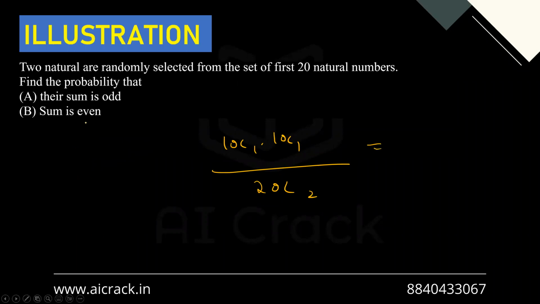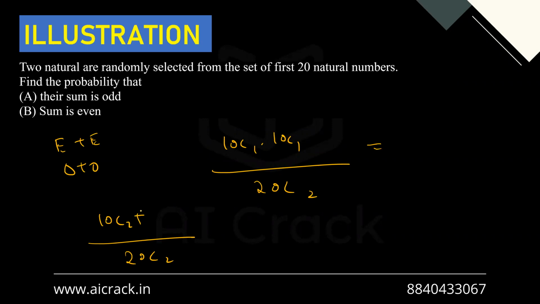Now, if we talk about the second part, the sum is even. In that case, that would be E plus E or O plus O, right? So the entire sample space is still 20C2 only. For E plus E, I'm choosing two even numbers out of the given 10 even numbers, or I can choose two odd numbers from the given 10 odd numbers, 10C2, right? That would give me 2 times 10C2 divided by 20C2. This would be my answer for B, and this would be my answer for A, right?